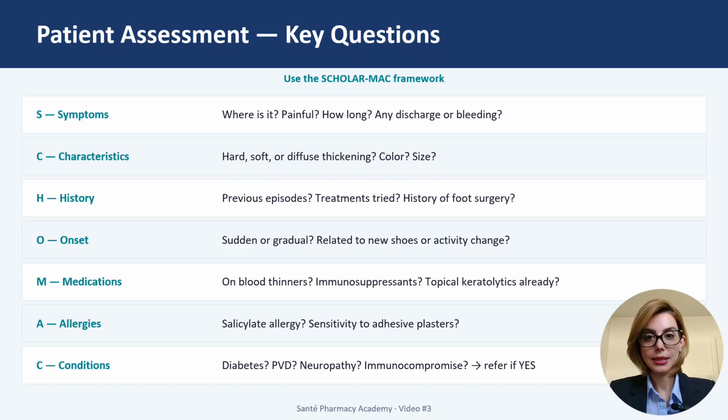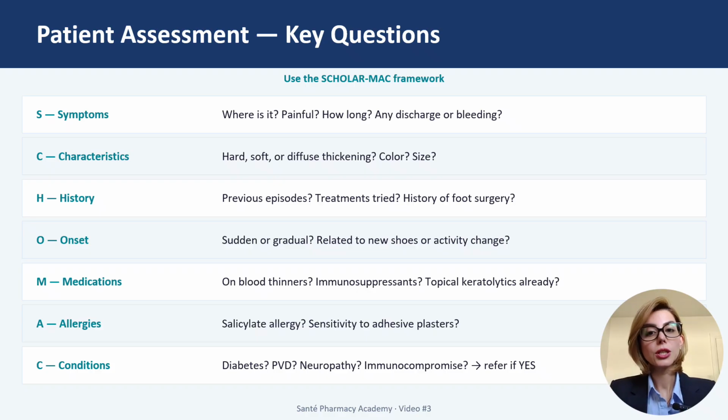History and onset. Has this happened before? Did it start after getting new shoes or starting a new activity? Medications. Are they on blood thinners or immunosuppressants? Have they already tried any treatments? Allergies. Any allergy to salicylates? Sensitivity to adhesive plasters?